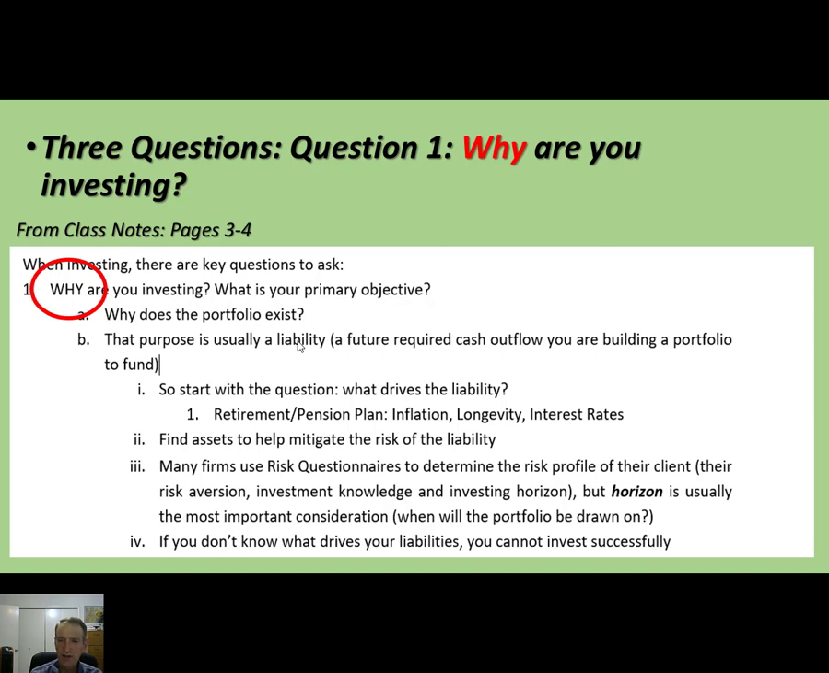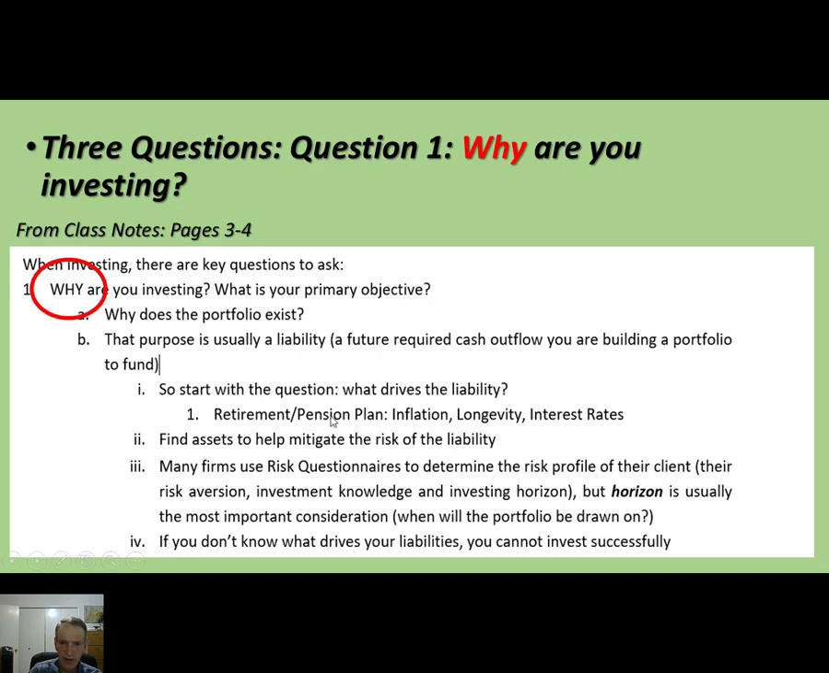Retirement's the best way to think about that. So when you retire, you're going to need to fund your living expenses for the rest of your life. That's an outflow that you're building a portfolio for. So you can think about that as a liability. And so if you're building a portfolio to fund a liability, then the most important question to ask is: what are the drivers of that liability? What causes that liability to go up and go down?